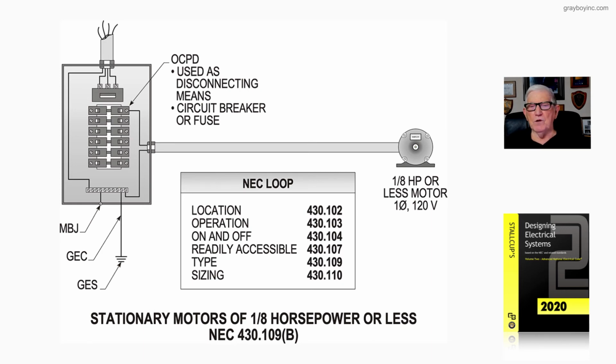Sizing is 430.110. Now the type, 430.109, is horsepower rating, but 430.110 deals with making sure that the disconnecting means has the capability of load break characteristics that would disconnect the motor under load or a locked rotor condition, and those types of conditions that may be present under certain conditions of use.